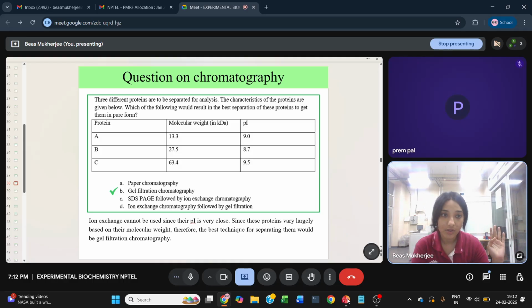exclusion chromatography. Okay, and why not SDS-PAGE? Because for SDS-PAGE, you cannot get the protein in hand. You can just see what different proteins are there. So SDS-PAGE will not give you the protein in hand, so separation using SDS-PAGE is not going to work here. So see, ion exchange cannot be used since their pI is very close. Since these proteins are largely differentiated based on their molecular weight, therefore the best technique for separating them would be gel filtration chromatography.